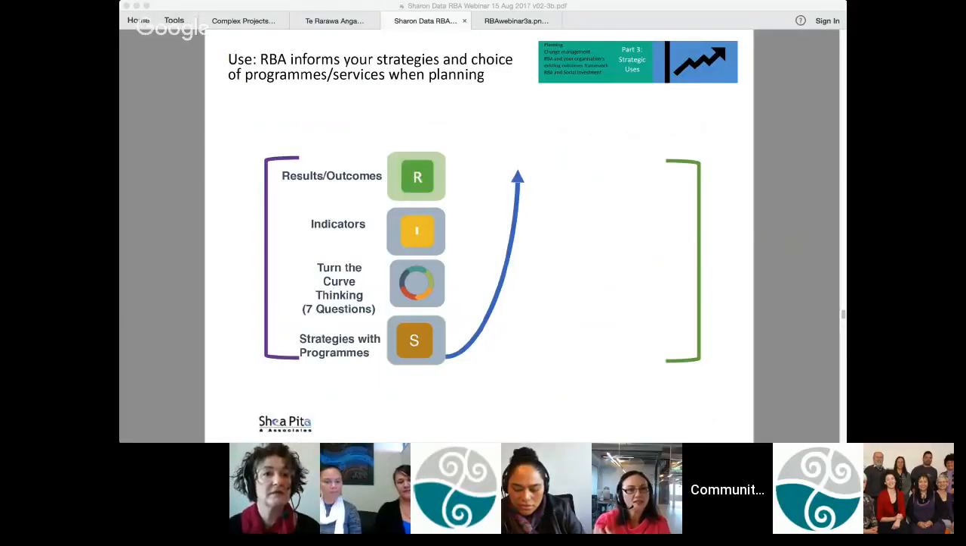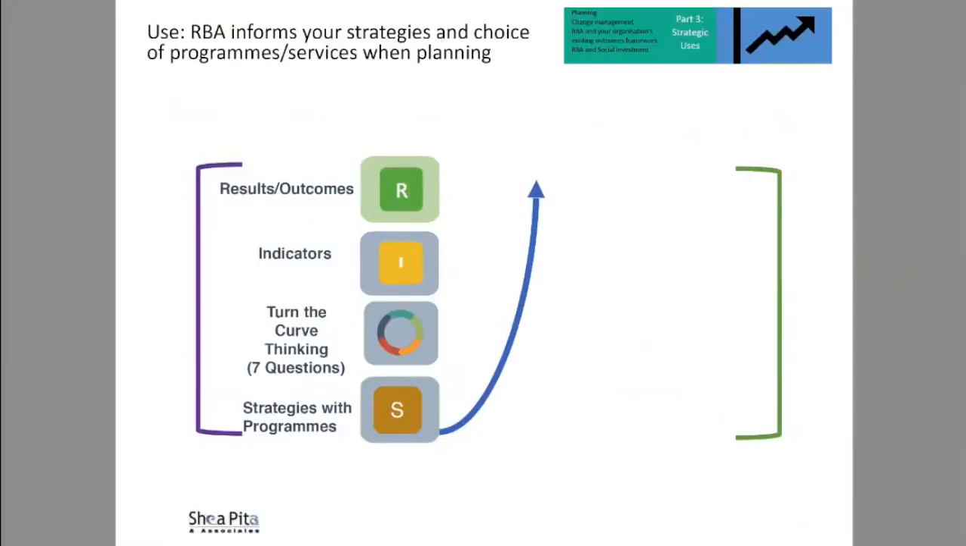And this slide most of you wouldn't have seen, it's a new one. On the left-hand side, you've got the population piece. So we have population results and outcomes. We have indicators. What this slide is showing is that you have to incorporate the turn the curve thinking. So that's our 7 questions at a population level. When you incorporate that, you unpick the indicators, and it helps you to understand what your strategies are.